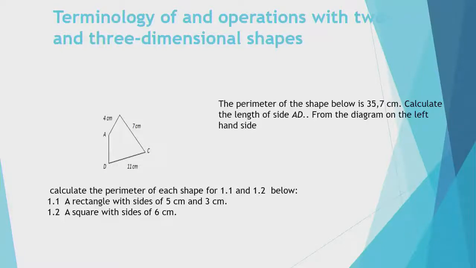Here you have to know what the perimeter is, how to calculate the perimeter, and the area. The perimeter of the shape is this. Calculate the length. From the diagram on the left-hand side, calculate the perimeter. The rectangle has a size of this, find the area, and so on. You will be required to calculate the perimeter of the left-hand side shape and calculate the perimeter of a square of side 6 centimeters.